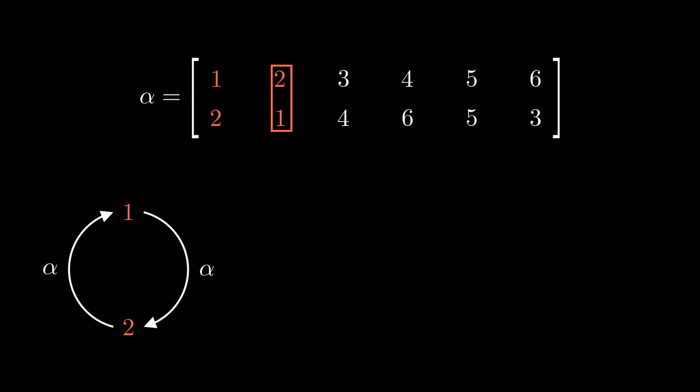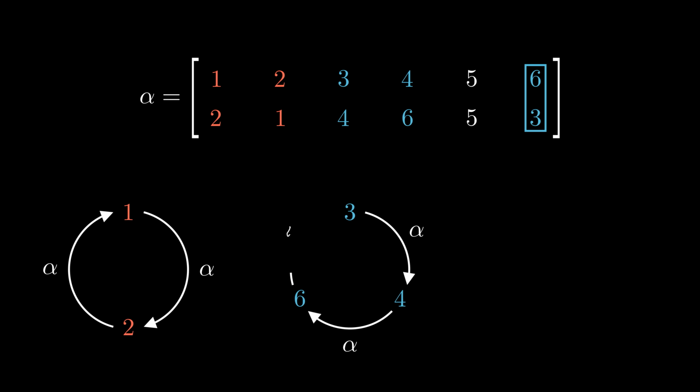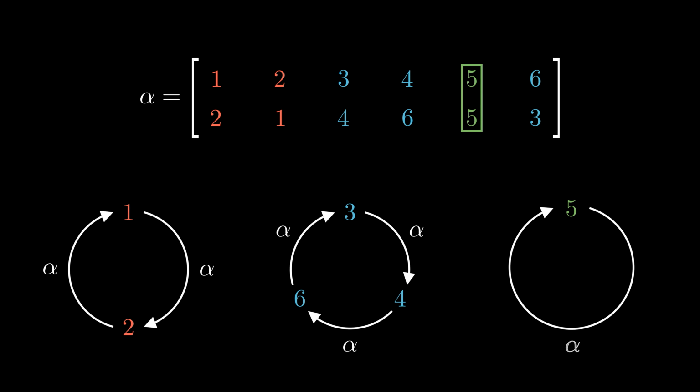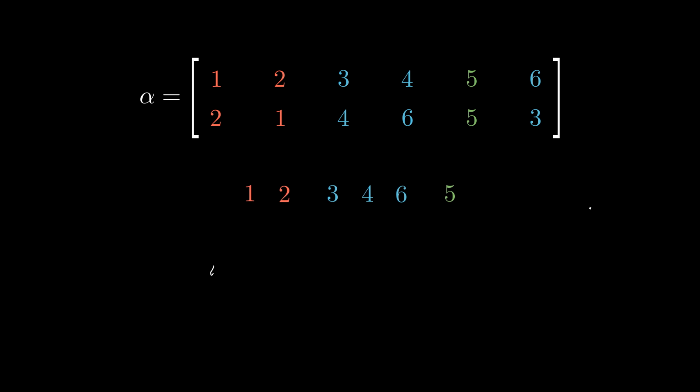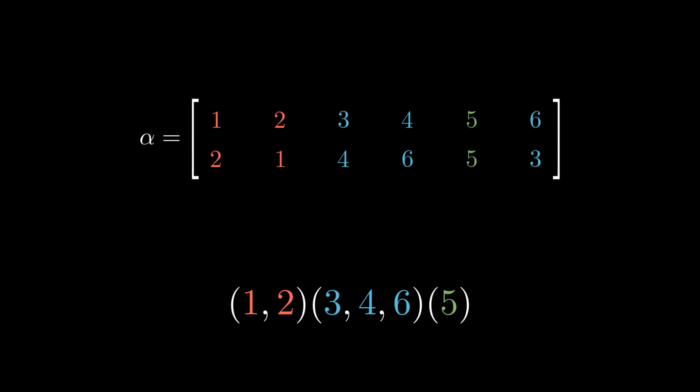Then, as 3 maps to 4, 4 maps to 6, and 6 maps back to 3, we are able to draw another cycle similarly. And of course 5 maps to 5, so an arrow is drawn to itself. Although these diagrams are nice, they lack brevity, and as such we leave out the arrows and simply place the cycles into parentheses in what we call cycle notation.